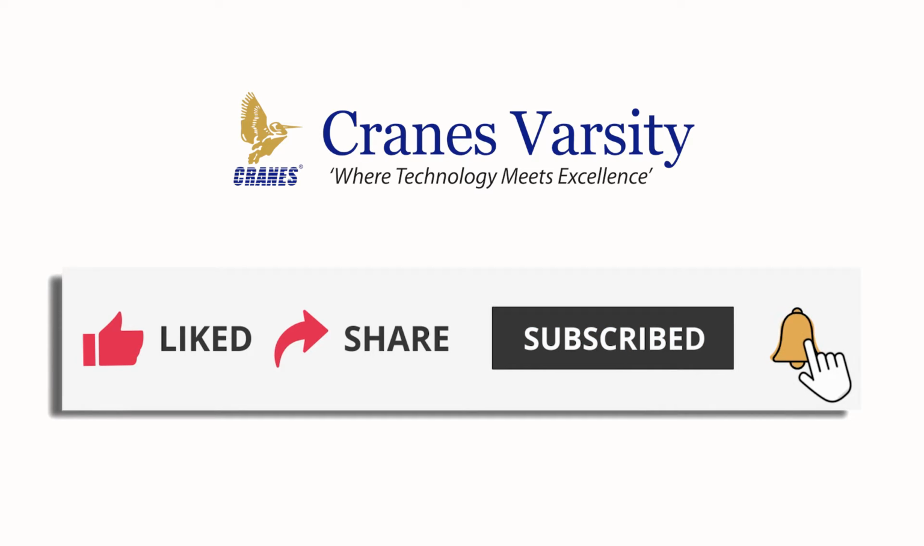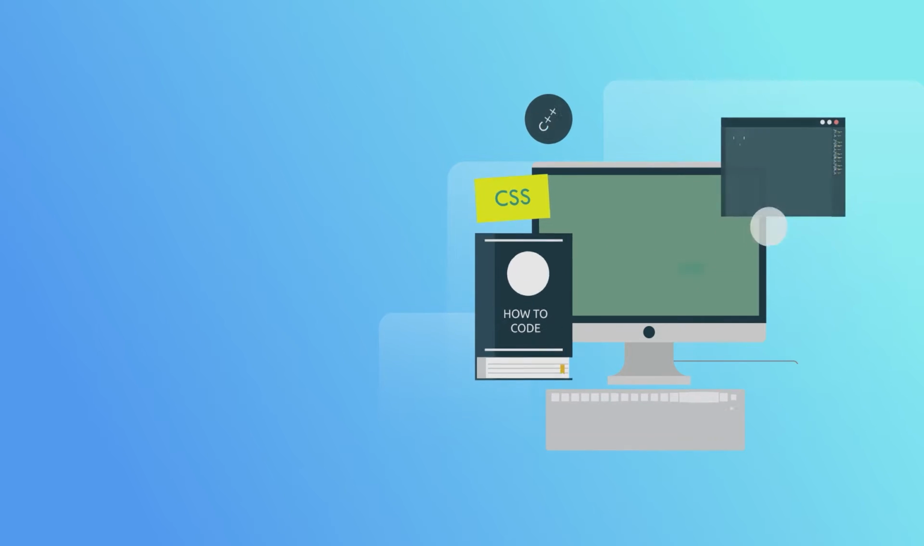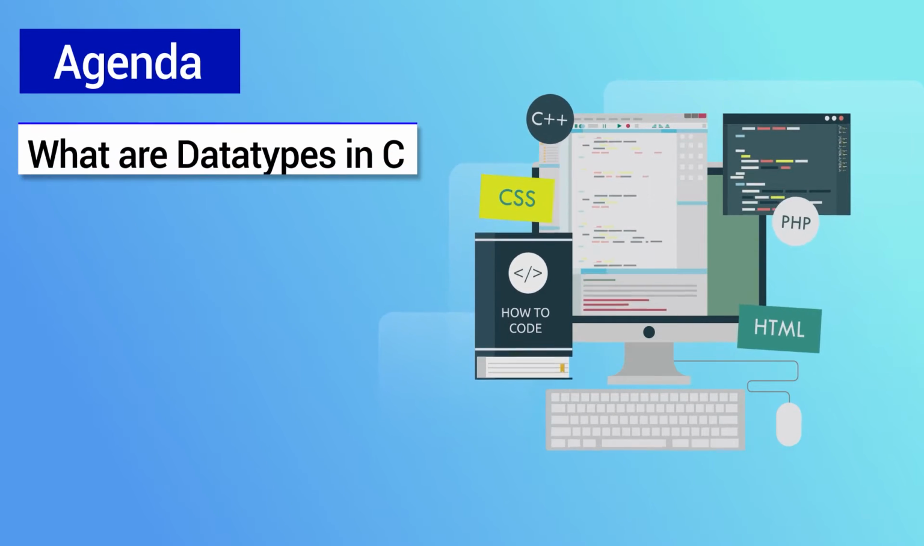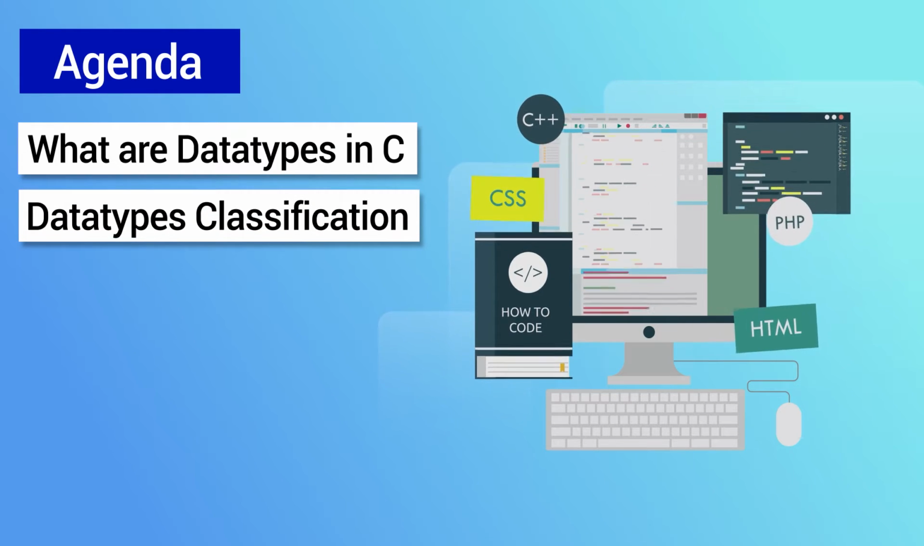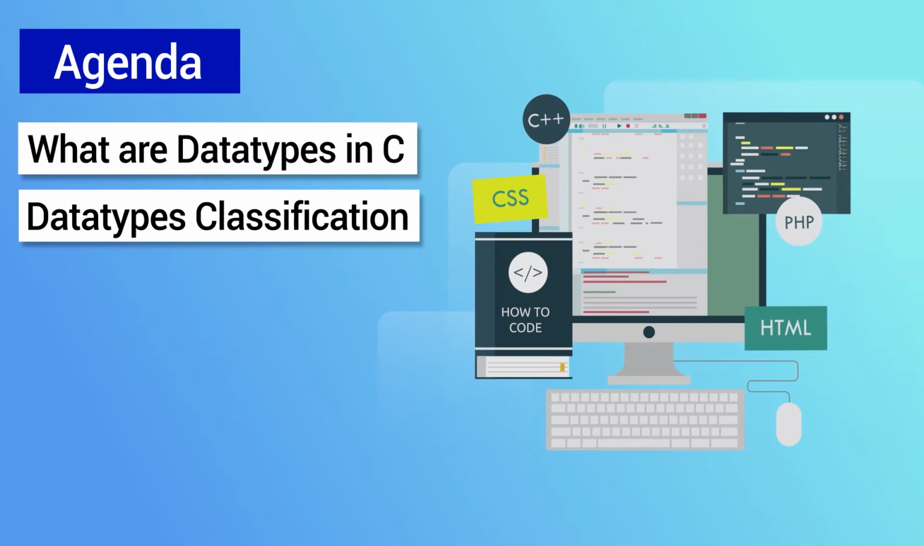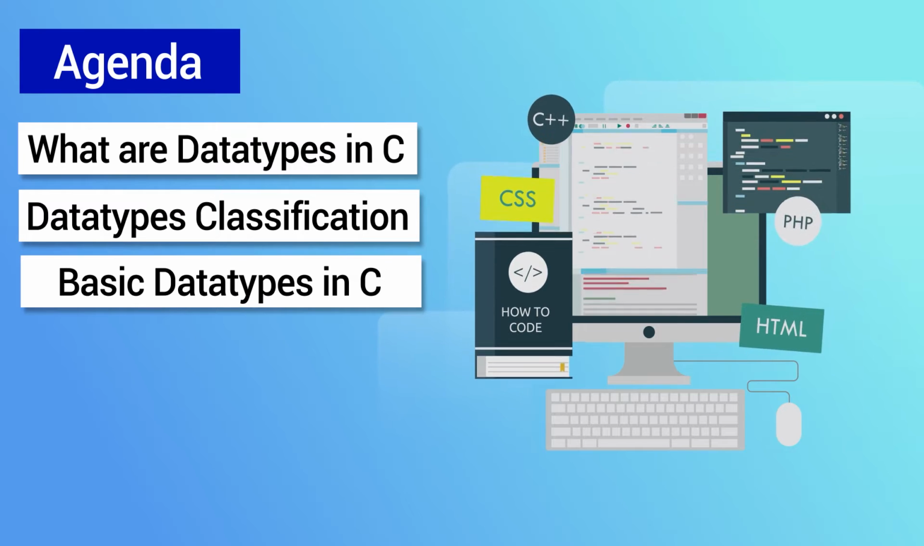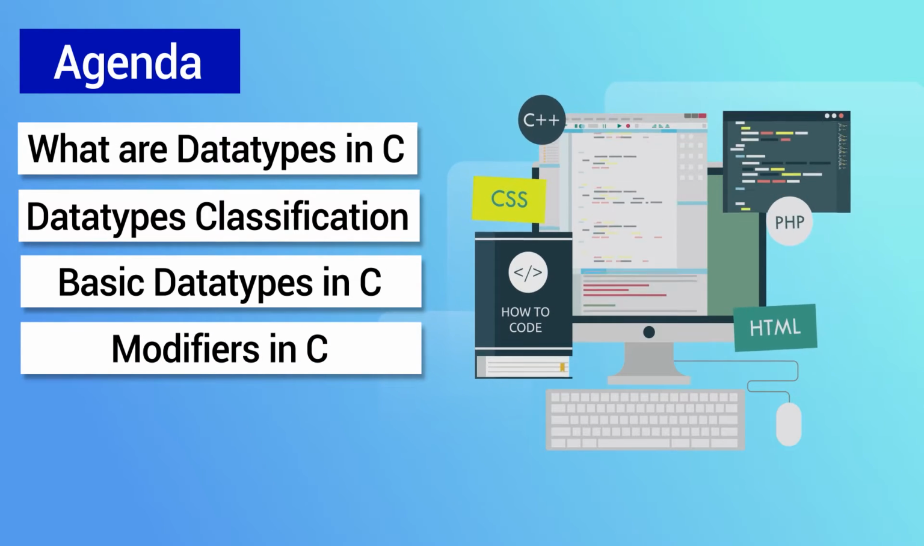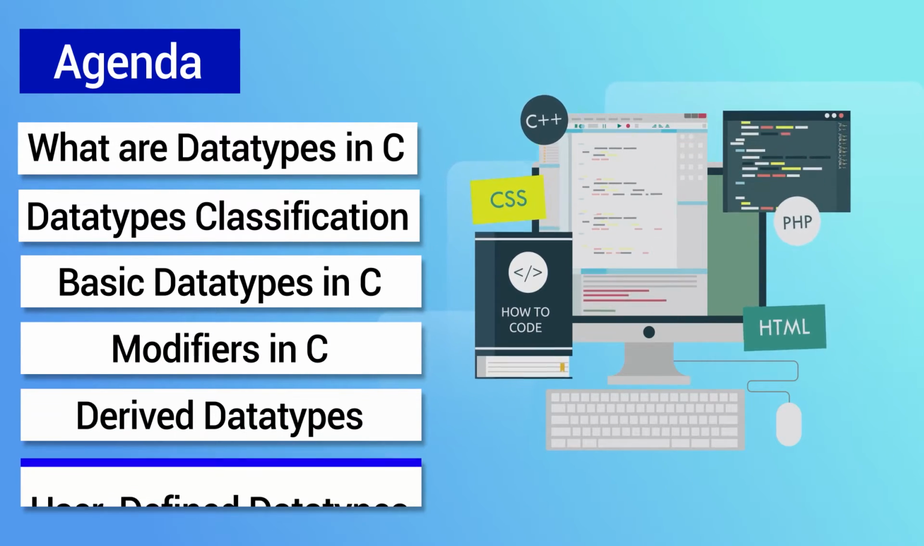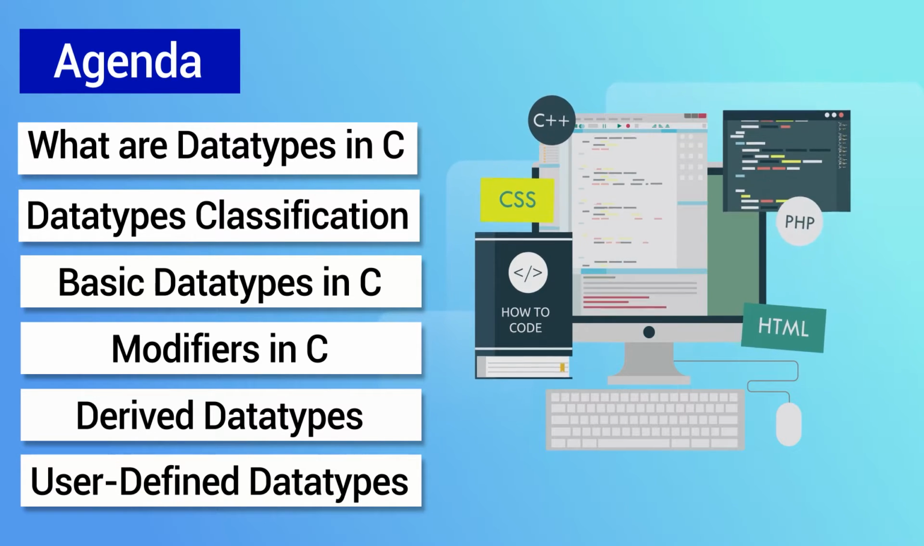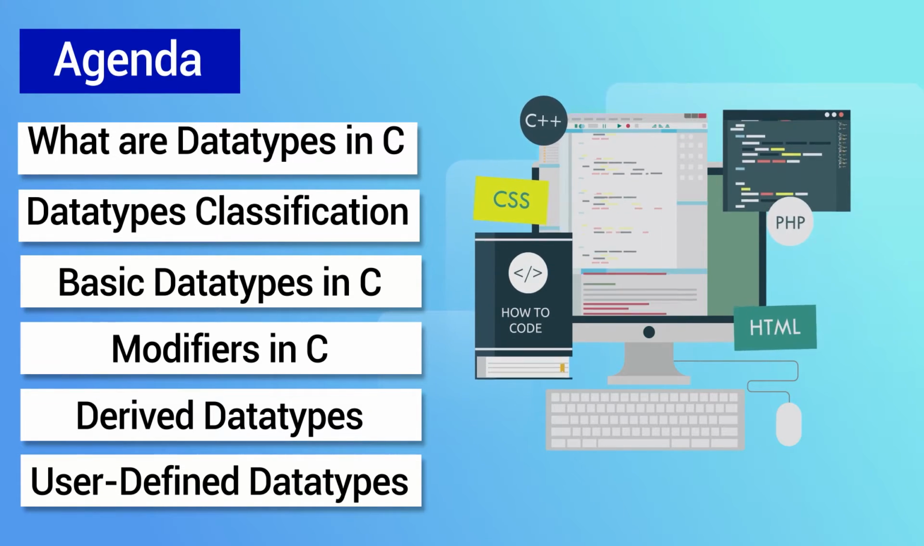Without further ado, let's get started with the agenda for today's session. First, we will start by understanding what data types in C are. Next is the classification of data types. After that, the basic data types and the modifiers. And finally, the derived and user-defined data types in C. So, I hope I have made myself clear with the agenda and we are good to get started.